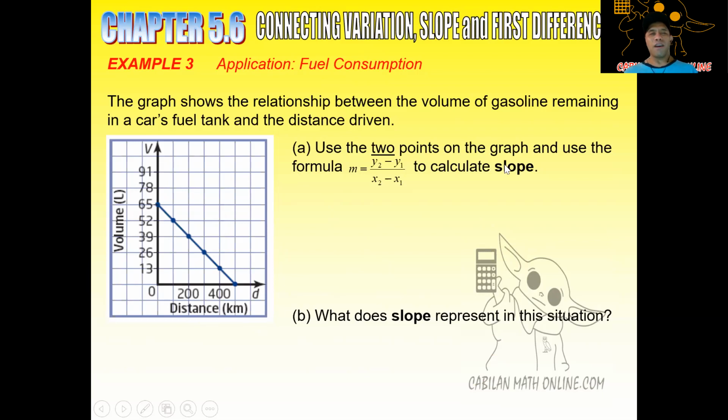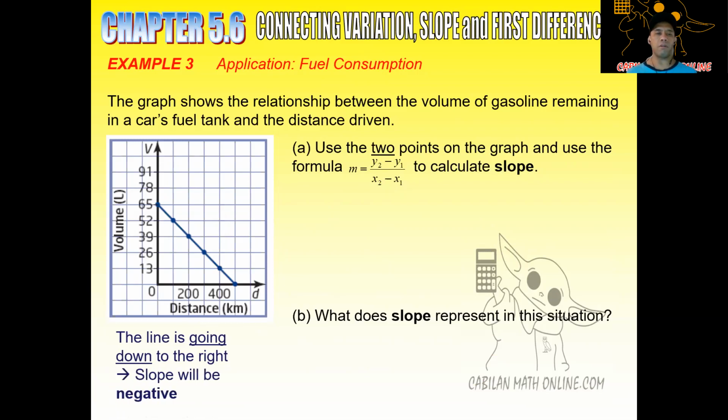All right, so it says here for part A, use 2 points on the graph and use the formula, the fancy one, to calculate slope. Now, before we do that, let's talk about the line for a moment. Notice that this line is falling down to the right. Remember that any line that falls down to the right will always give us a negative slope, so we should anticipate that our answer is going to be negative. So we're going to use our fancy formula for this one.